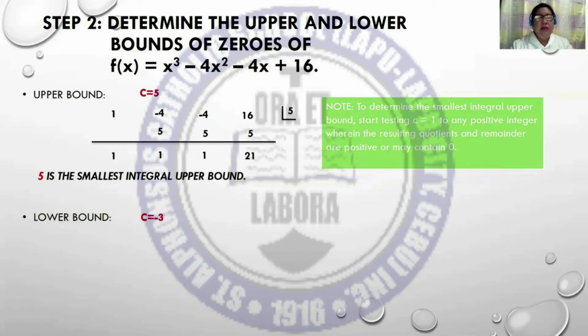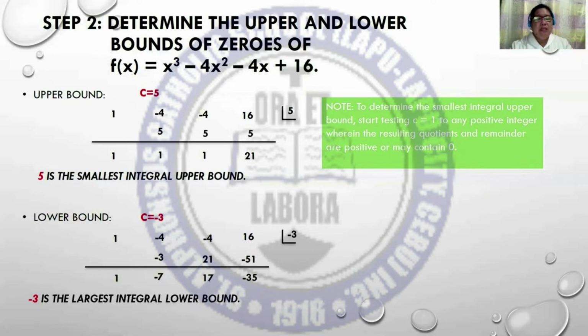And identifying the numerical coefficients of the function, we have 1, negative 4, negative 4, and 16. And the value of c is negative 3. And using synthetic division, then bring down 1. 1 times negative 3 is negative 3. Combine negative 4 and negative 3, it's negative 7. And negative 7 times negative 3 is positive 21. Combine negative 4 and 21, the result is 17. 17 times negative 3, then you have negative 51. Combine 16 and negative 51, then you will have negative 35. So, negative 3 is the largest integral lower bound.